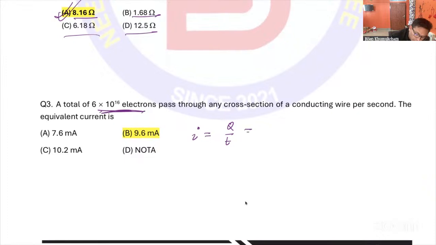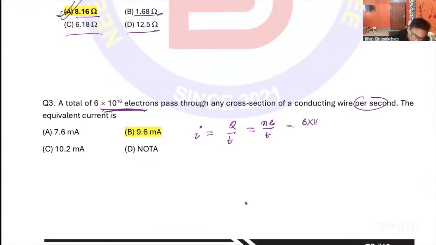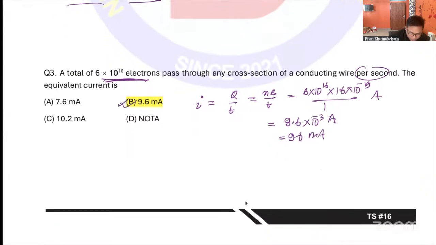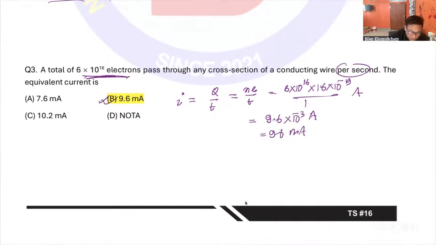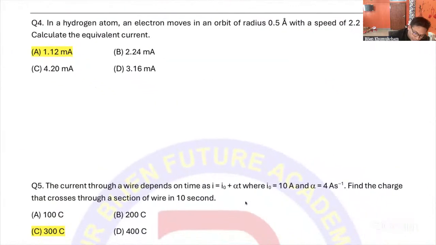So using the quantization of charge, Q is nothing but N e, where N is the number of electrons, divided by time. Here they are saying per second, so take time as 1 second. N is 6 into 10 to the power 16, e is 1.6 into 10 to the power minus 19, divided by 1. So the answer will be 9.6 into 10 to the power minus 3 ampere, which is 9.6 milliampere. Very simple. Next, question number 4.